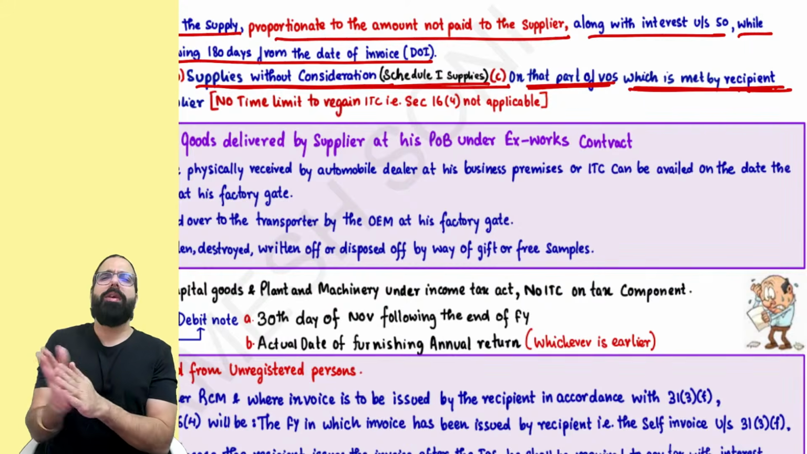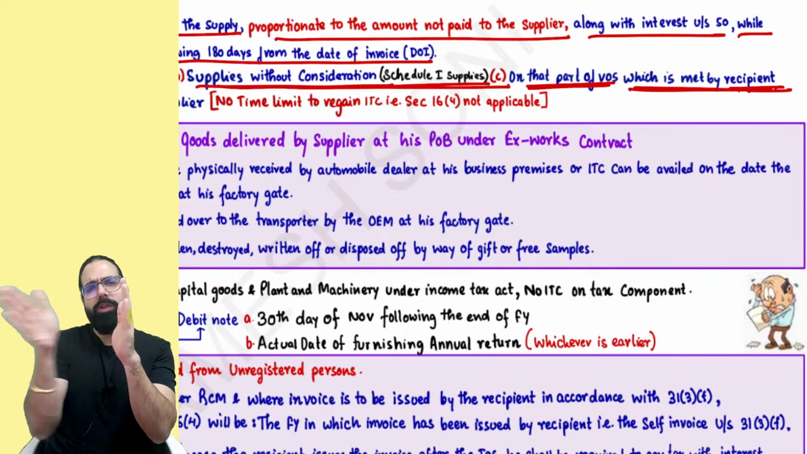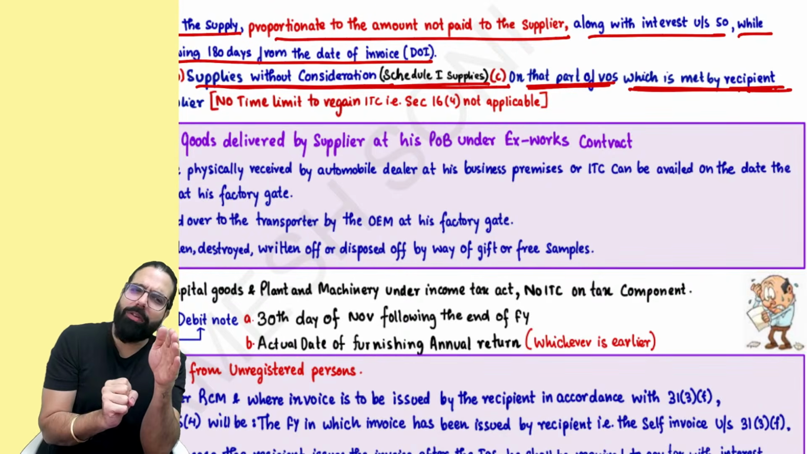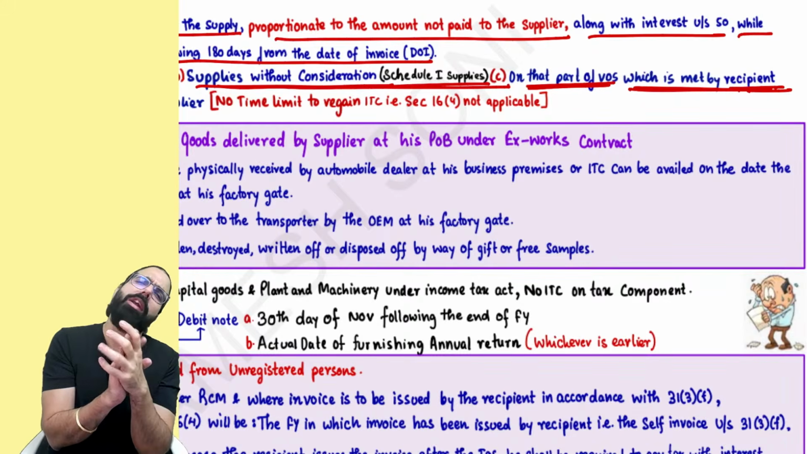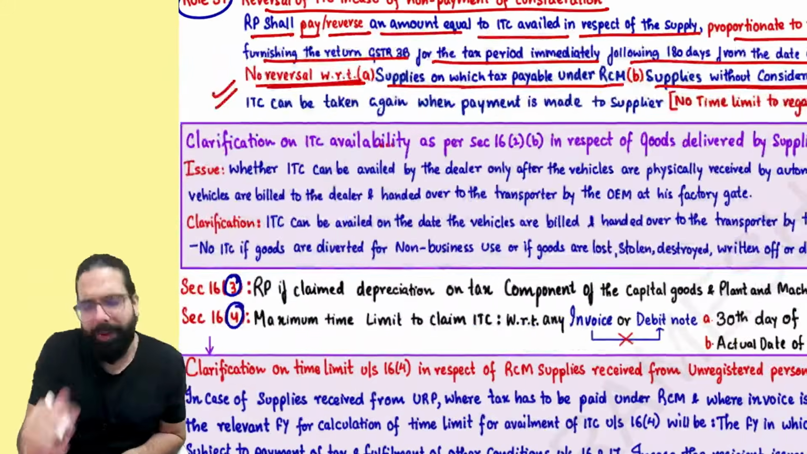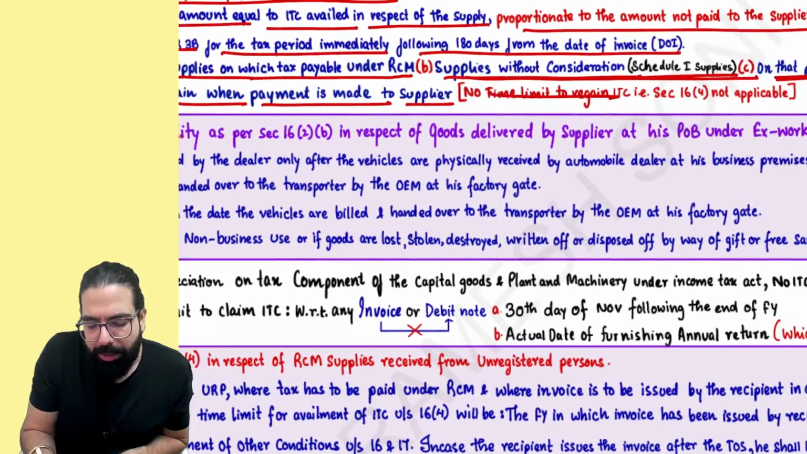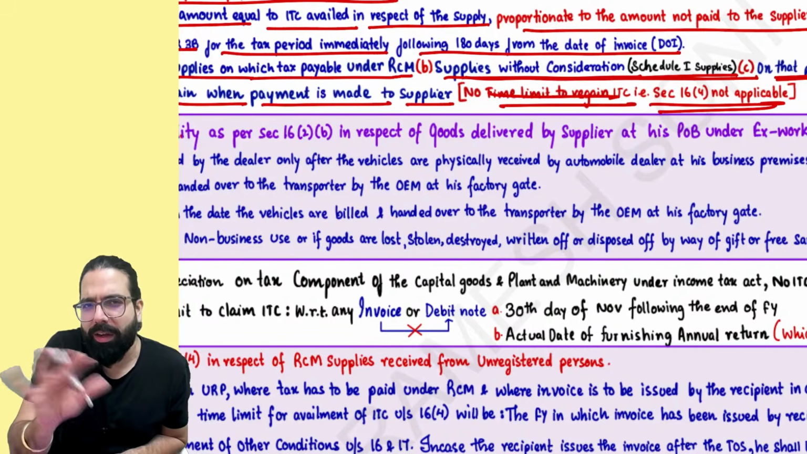Done, sir. Sir, tell me one thing. 180 days got over from the invoice. I did not make the payment, so I reversed the credit. After I reversed the credit, I made the payment to the supplier. Can I take the credit again? Yes, you can take it. No time limit. ITC can be taken again when the payment is made to the supplier. There is no time limit to retake the credit. The time limit of Section 16(4) is not applicable.